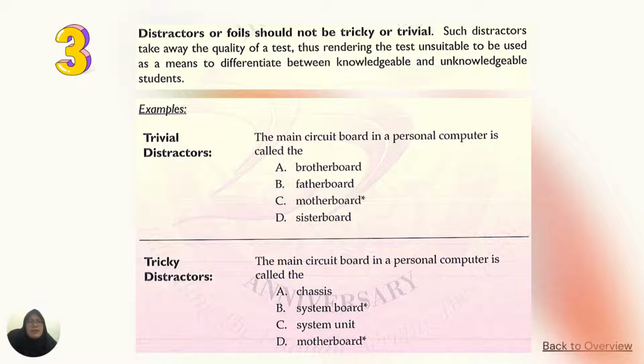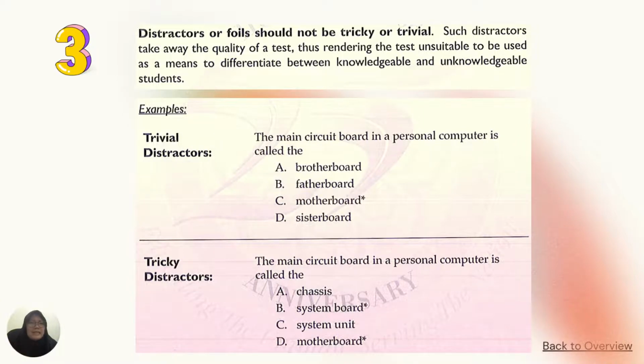For example, trivial distractors: the main circuit board in a personal computer is called what? Brother board, father board, mother board, sister board. Students can easily know it is the motherboard because there is no brother board, father board, or sister board in a computer. Am I right? And a tricky distractor example: the main circuit board in a personal computer is called what? The chassis, the system board, the system unit, or the motherboard. There are a bit complicated options with system board, motherboard, system unit, chassis and whatnot. So distractors or foils should not be tricky or trivial. They should be clear.